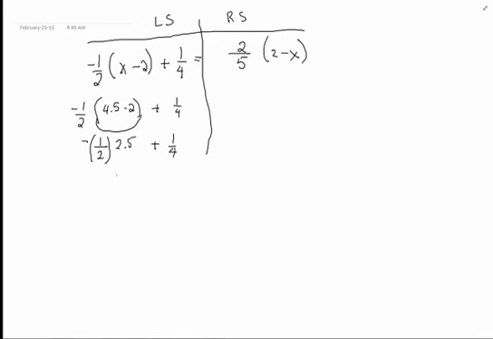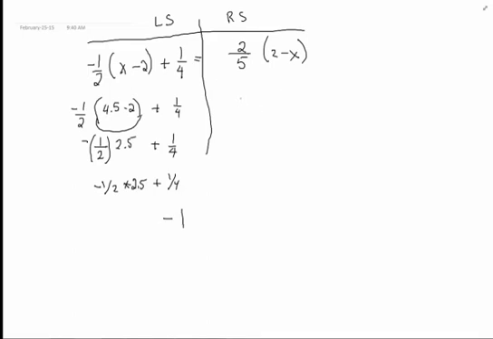And let's just pull out our calculators, and we can just enter that in. I'm going to take negative 1 divided by 2 and multiply that by 2.5. And then I'm going to add 1 divided by 4, or 1/4. So on my calculator screen, it's negative 1/2 times 2.5 plus 1 divided by 4. And that gives us negative 1.